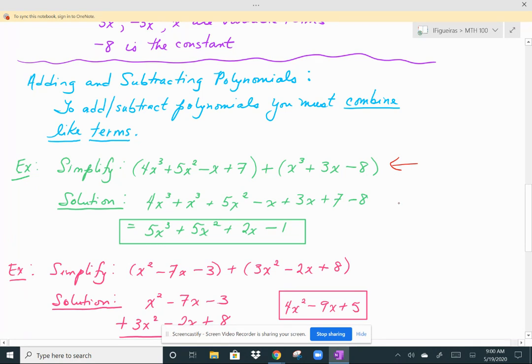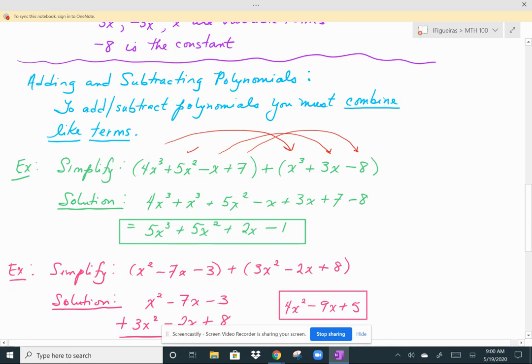So the first thing I did was organize them in a different way. So in other words, I put the 4x cubed next to the x cubed. Then I wrote the 5x to the second. That doesn't combine with anything in the trinomial. And then I wrote the negative x and the positive 3x next to each other. And then I wrote the 7 and the negative 8 next to each other.